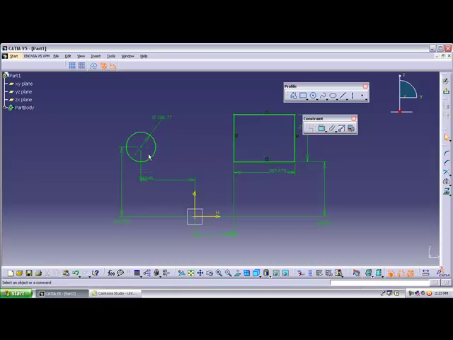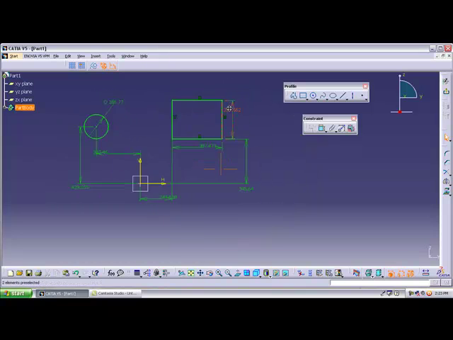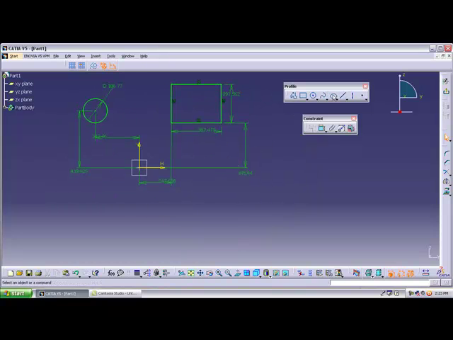Right now the circle is fully constrained, so the object is fully green and it's not moving. See, by holding the circle, if I try to move it, it's not moving. So like this we can constrain the objects. Suppose you have an ellipse, what are the dimensions of the ellipse? The dimensions of the ellipse are the major axis and the minor axis. In CATIA we call it the semi-minor axis.